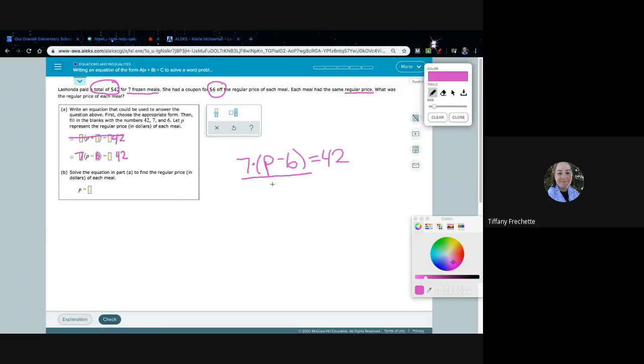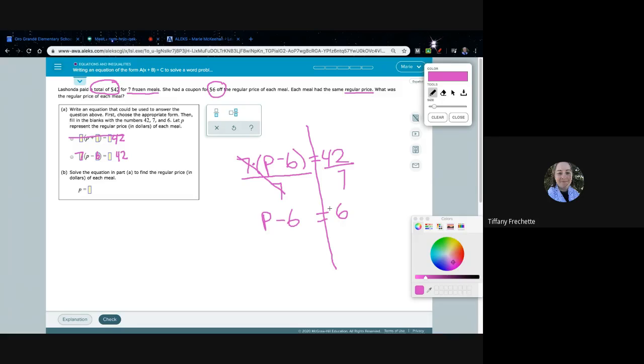So I can divide by 7 on both sides of the equal sign. Remember, there's 2 sides here. 7 divided by 7 cancels, and I can bring p minus 6 down. I don't need the parentheses anymore. Nothing's being multiplied or divided because I canceled them. 42 divided by 7 is 6.